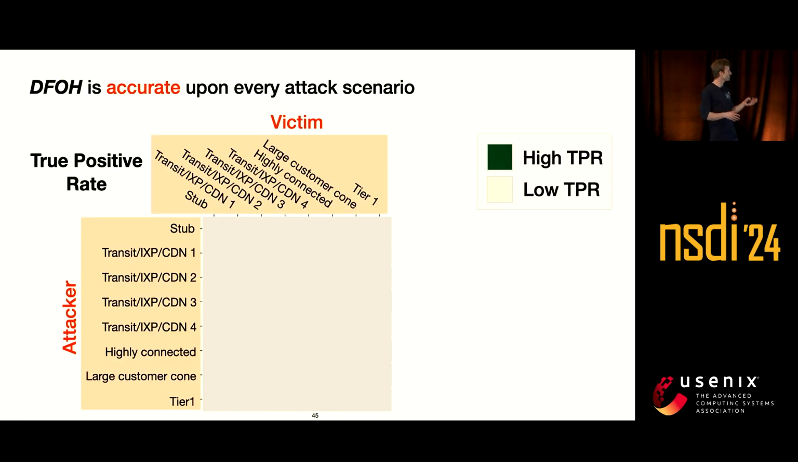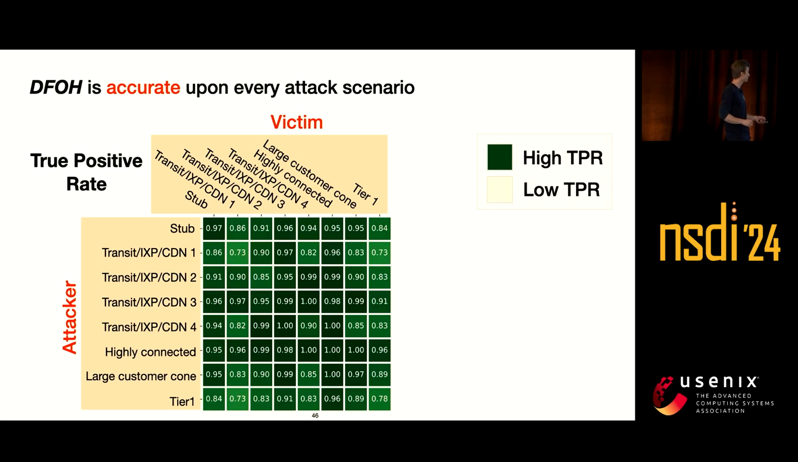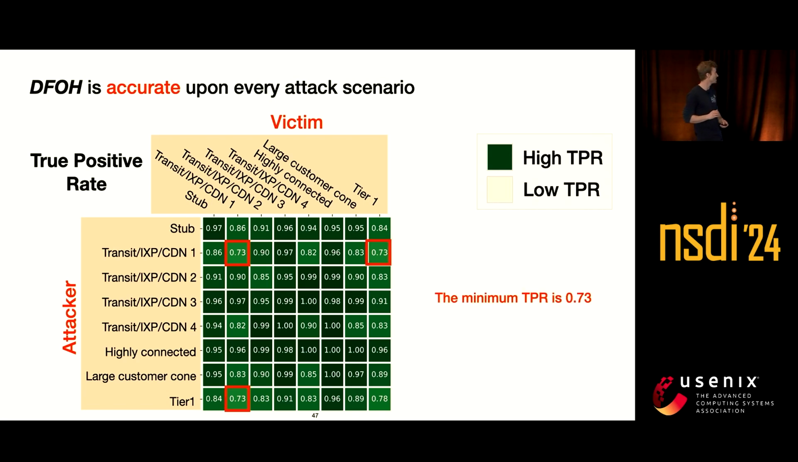Okay, so here are the results about the true positive rate. Here, again, we are taking the different categories of autonomous systems, and we compute the TPR for every possible attack scenario. Here, green means high TPR, it's good. White means low TPR, it's bad, okay? So here are the results. You can see that it's pretty green, actually. The lowest TPR is 0.73, which is still quite high. So it means that we will not miss a lot of hijacks. We have quite a good coverage.